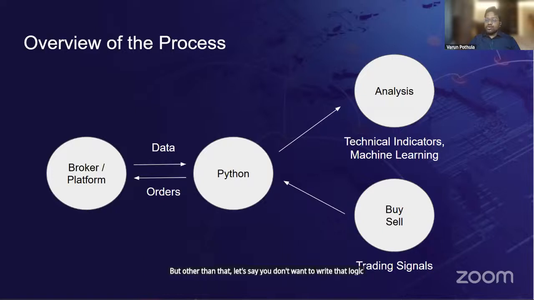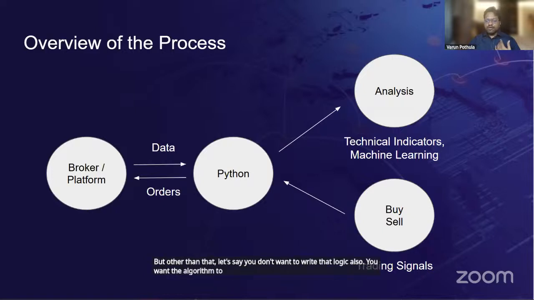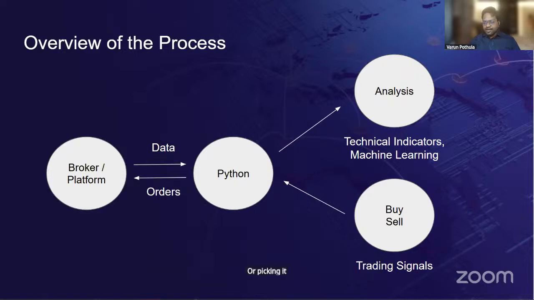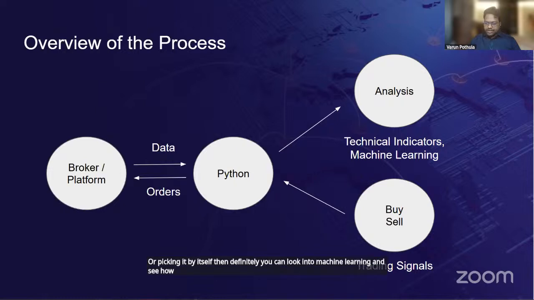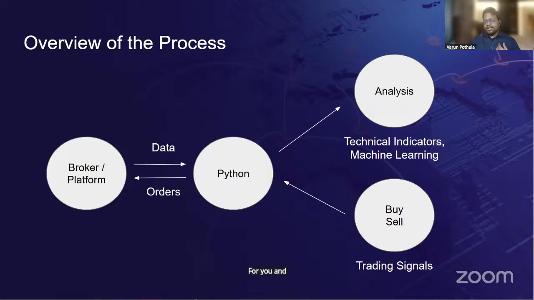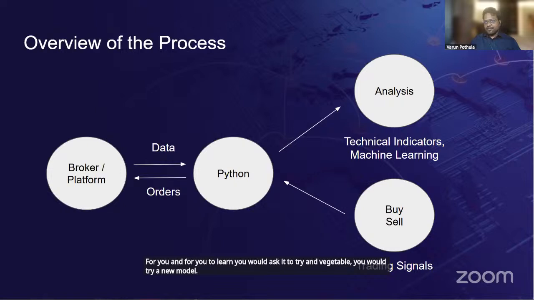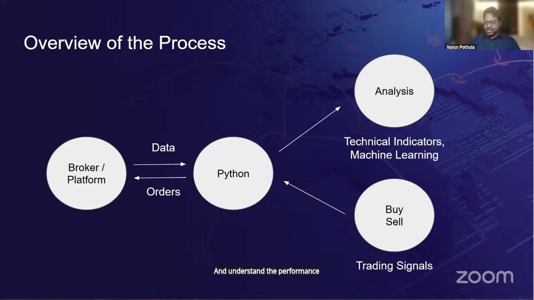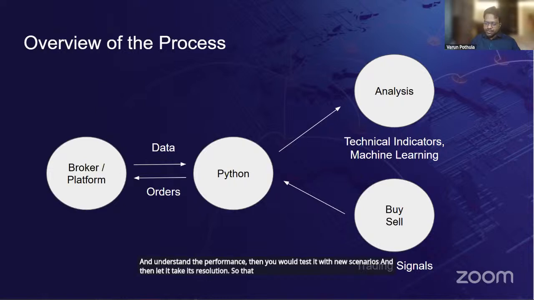You want the algorithm to figure it out by itself, then definitely you can look into machine learning and see how you can customize, you can take features for that and let it learn. It takes some time. It's not as easy as just writing the logic and letting it do. It takes time for you and for it to learn. You would ask it to train. First of all, you would train your model and understand the performance. Then you would test it with new scenarios and then let it take its decisions. So that's one way to go about it.